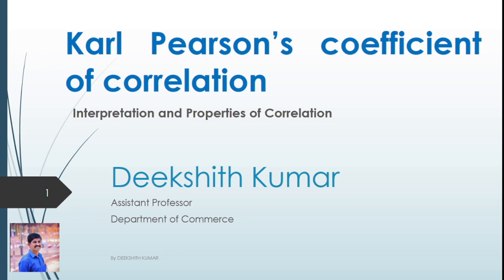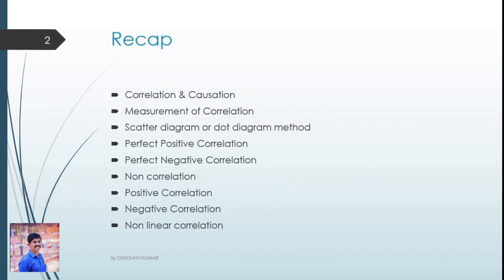Before studying this new concept, let us see what we have studied in the last video. We have gone through the meaning of causation and we studied correlation and causation both, and we have seen the measurements. Various measures which are available in correlation. There are three measures. One is scatter diagram, and second one Karl Pearson's coefficient of correlation, and Spearman's rank correlation. In the last video we covered scatter diagram or dot diagram method. Under that, we have seen the diagram and also explanation about perfect positive correlation, perfect negative correlation, positive correlation, negative correlation, and non-linear correlation.